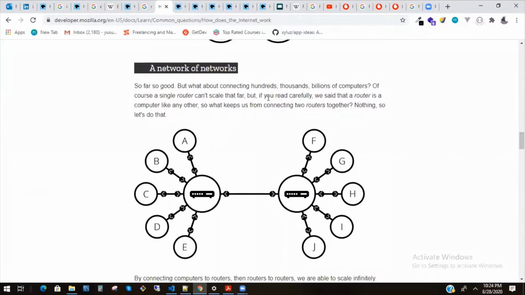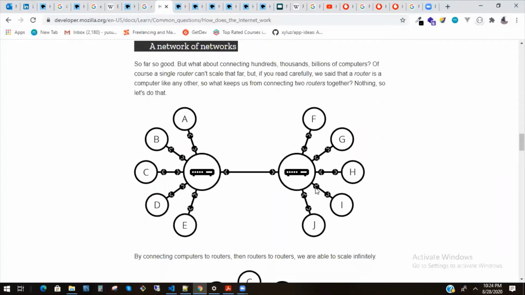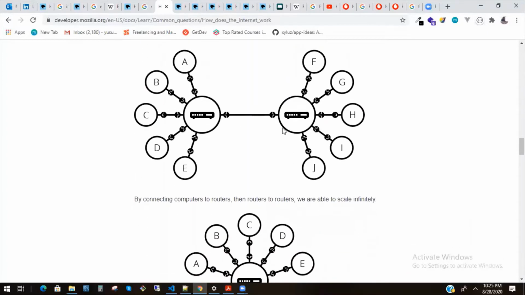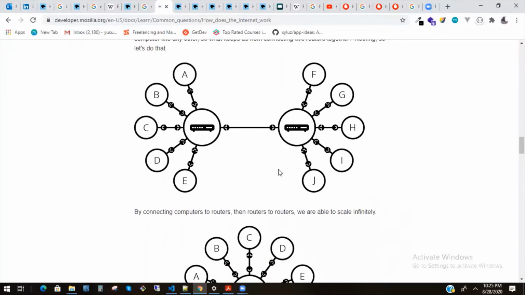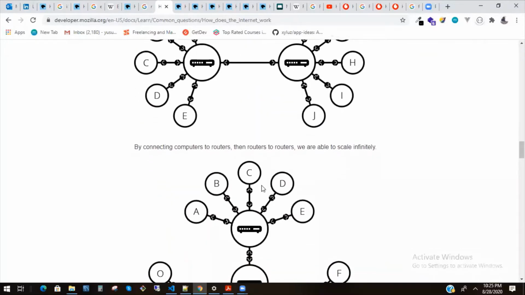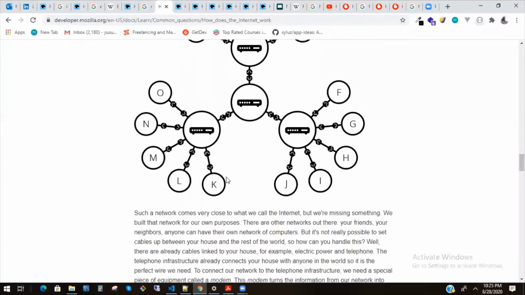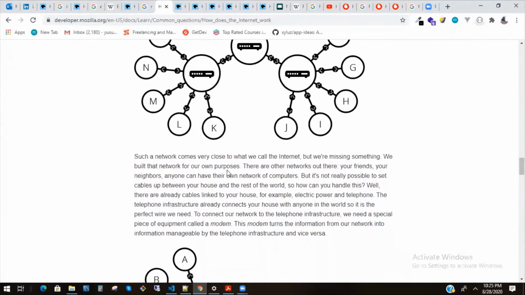Connecting hundreds, billions of single routers doesn't make sense. So you can connect multiple routers together. You can connect routers to routers. When you connect router to router, you are accessing information on a larger scale. You can have more than one router connected, routers connected to each other.